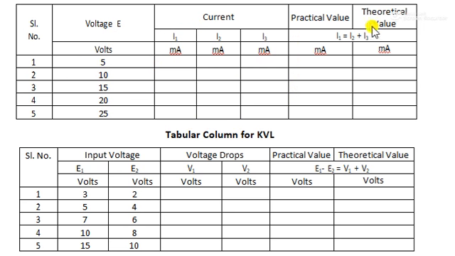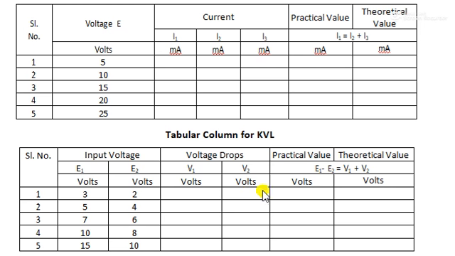Now first you have to evaluate the values theoretically, and then by considering the practical values, you have to substitute them in this table, and you have to check whether these two are equal or whether you are getting some errors. So that you have to verify. That is nothing but the tabulation for KCL.